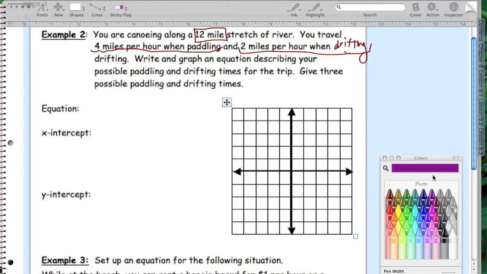So the first thing we have to do is write an equation. Now, what I would recommend is figure out what your total is. You see that you're covering 12 miles. Usually the total goes after the equal sign, and it's going to be the same here. If we know we're traveling 12 miles, put that equals 12.